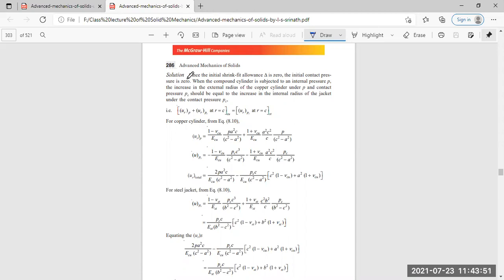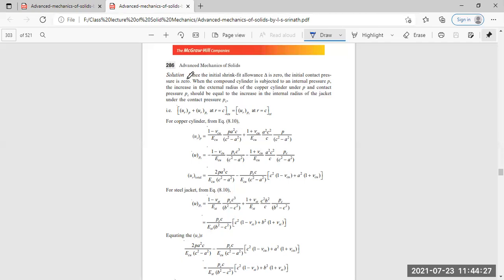The external pressure of the copper cylinder will increase under P, thus makes a contact pressure. So there is an internal pressure due to the pressure of the fluid which is flowing through the inside of the copper tube. That pressure is trying to expand the copper tube, but it cannot, thus creating a contact pressure between the copper tube and the steel jacket, and this increase in external radius should be the increase in the internal radius of the jacket under the contact pressure PC.